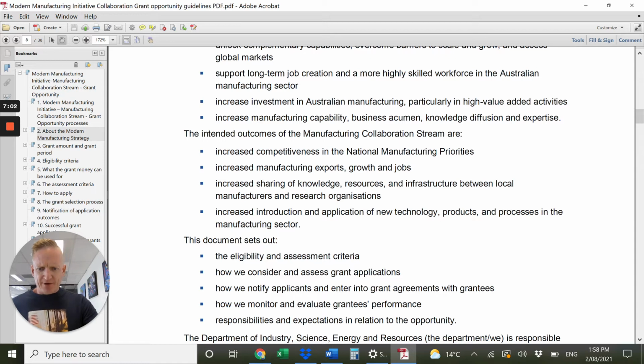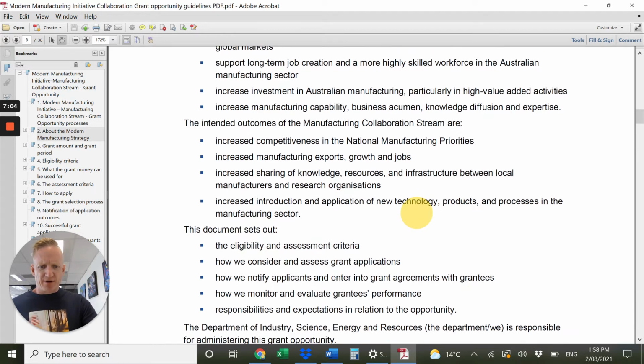Okay, and then we've got increased introduction and application of new technology products and processes in the manufacturing sector. So talk about how the machinery, because this is really around infrastructure, how the machinery that you're going to buy is going to be better than anything else in the world. So it could be turnaround times, it could be retooling times. There's many other metrics that you could use. The attention to quality, that is where I would be looking at. It might be lighter, might be faster, whatever is the mechanism to measure this. I would focus on that.